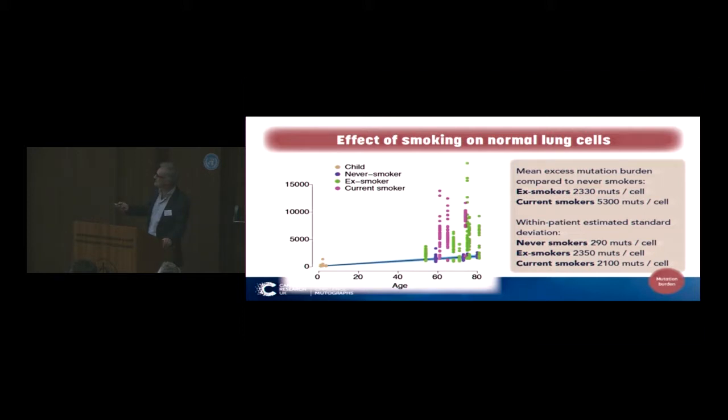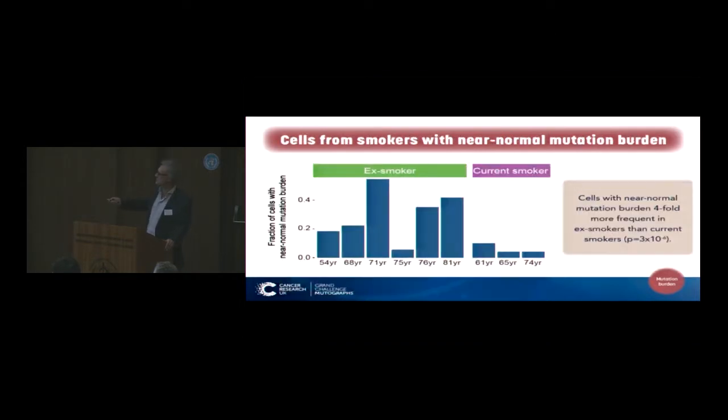The second thing to draw out is that there is this population of cells here. This is the expected curve for never smokers, and you can see in the green and purple that there are some cells in these current and ex-smokers that have a near-normal mutation burden. So they basically have the same number of mutations as if the patient had never smoked. To draw that out in a little bit more detail, this is the fraction of cells that have a near-normal mutation burden in the lungs of these ex-smokers and current smokers. And the striking thing here is that the fraction of these cells is much higher in ex-smokers than in current smokers. About fourfold more cells have this near-normal mutation burden in the ex-smokers. And I'm going to come back to these cells during the talk.